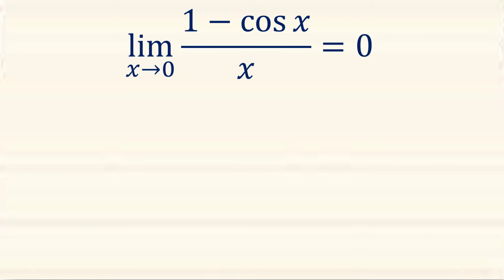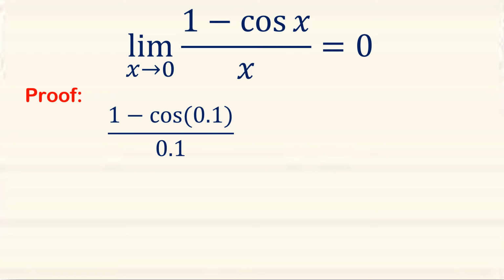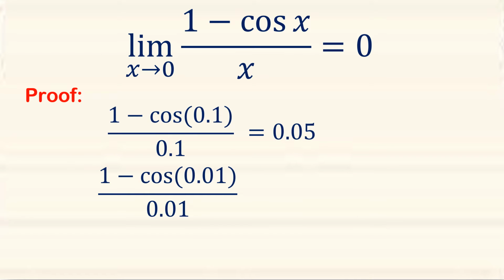Now let us have another identity. So we have limit of 1 minus cos x over x as x approaches 0 is equal to 0. So why? Using the calculator in radian mode, we have 1 minus cos 0.1 divided by 0.1. It is equal to 0.05. And then 1 minus cosine 0.01 divided by 0.01 is equal to 0.005.